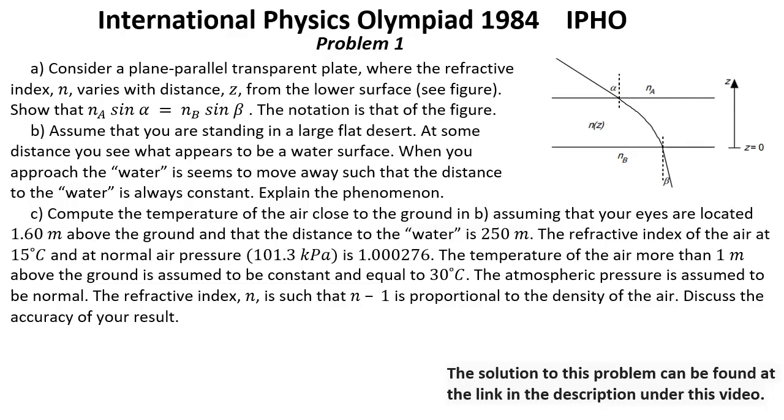1.000276. The temperature of the air more than 1 meter above the ground is assumed to be constant and equal to 30 degrees Celsius. The atmospheric pressure is assumed to be normal. The refractive index n is such that n-1 is proportional to the density of the air. Discuss the accuracy of your result.